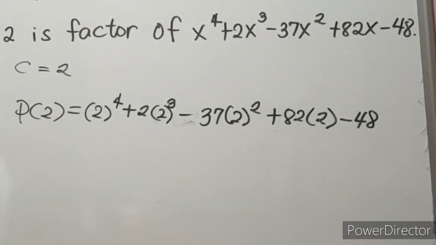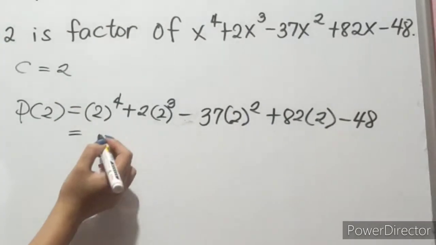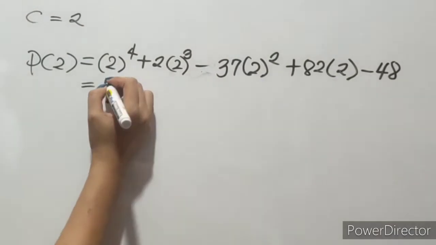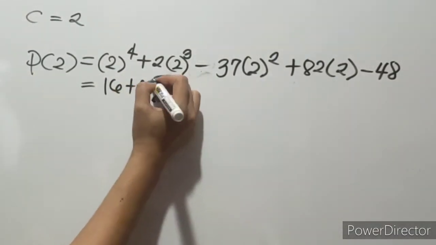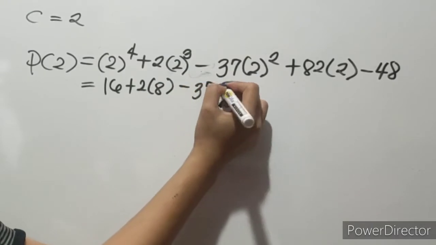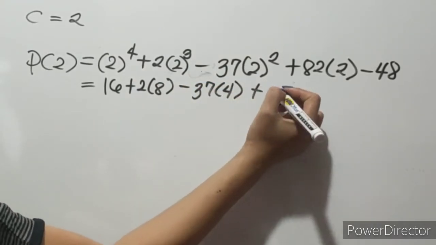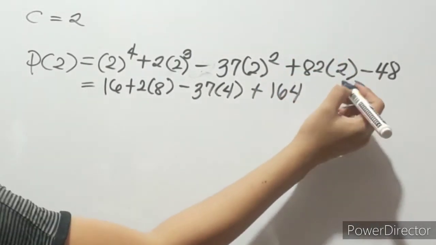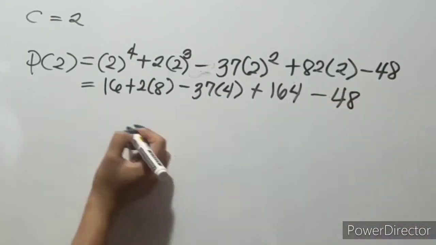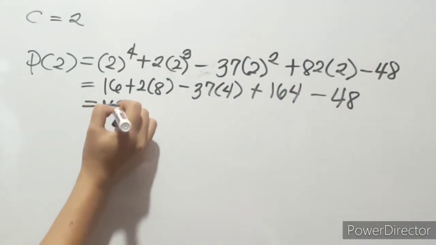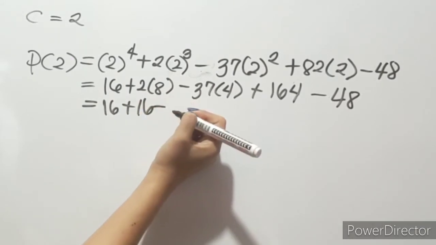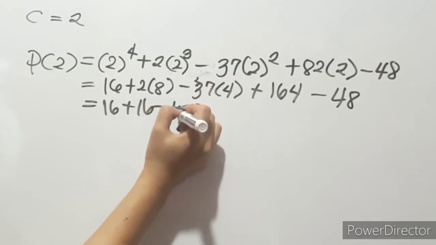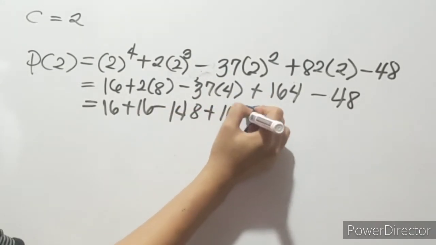Okay? And then, let's do now the operation. Exponent muna tayo. So, this is 16 plus 2 times 8 minus 37 times 4 plus 164. This time, multiplication to, and then minus 48. And then we have 16 plus 16 minus 37 times 4 is 148 plus 164 minus 48.